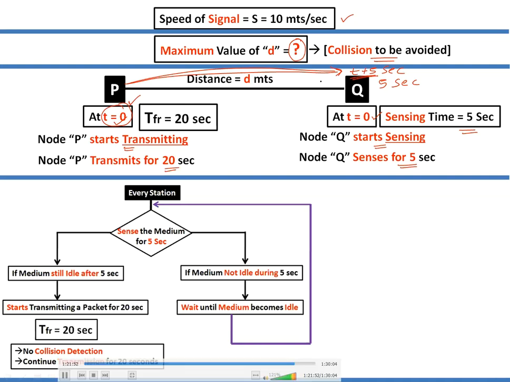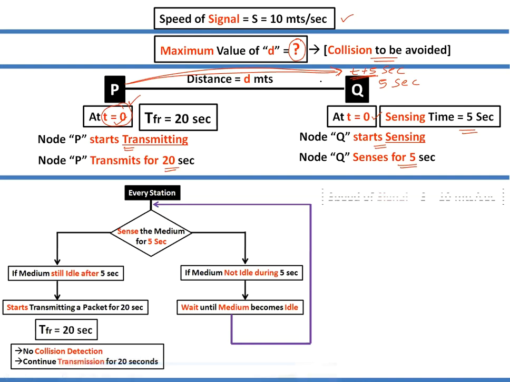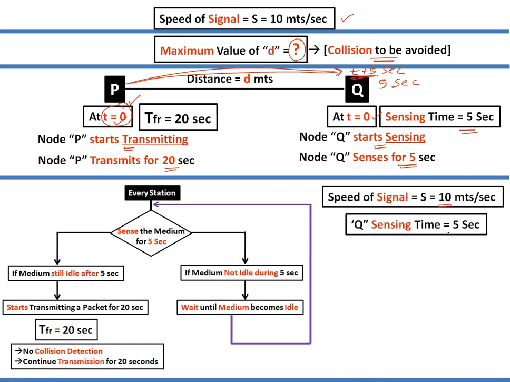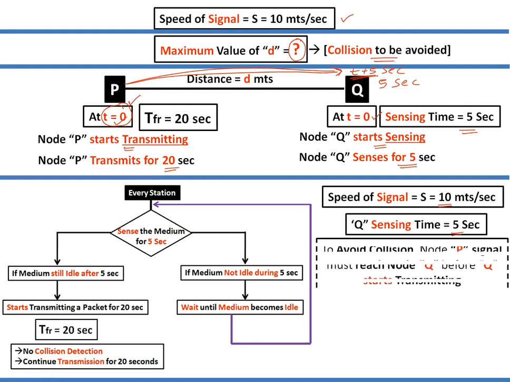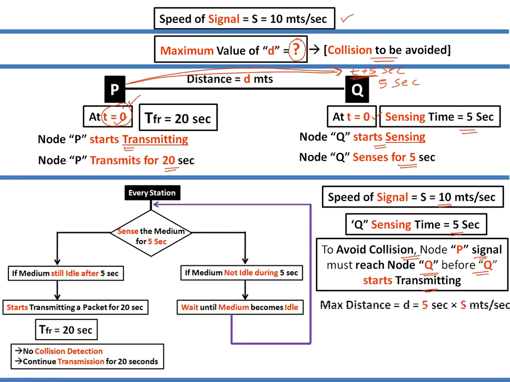So how far can you be located? Speed of signal is 10 meters per second. Q is sensing for 5 seconds. To avoid collision, node P's signal must reach node Q before Q starts transmitting. Maximum distance is 5 into 10 meters. Anyhow, 5 seconds you are sensing, so within 5 seconds you should hear my first bit. That is 5 into 10, that is 50 meters, guys.